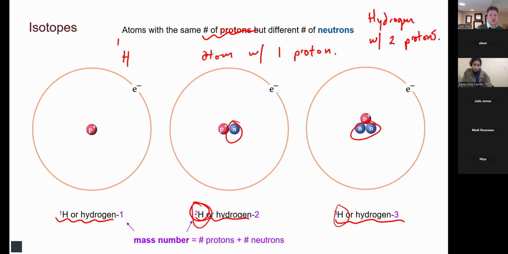A 1 hydrogen isotope has just 1 proton and 0 neutrons. A 2 hydrogen isotope has 1 proton and 1 neutron. It's still hydrogen though, because it has one proton.